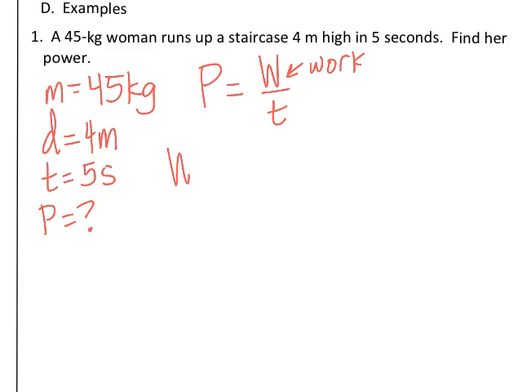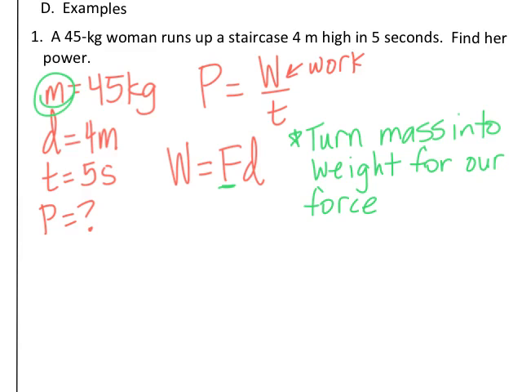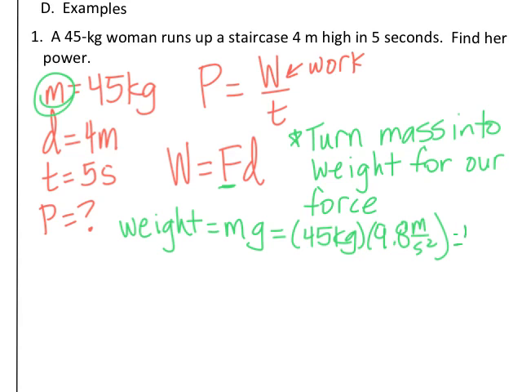And to find the work, typically we do force times displacement. But we're given a mass instead of a force. Do you remember from the other example problem how we got force if we knew a mass? Well, we're lifting an object, so we want to turn that into weight. So I wrote you a little note. We're going to do that. We're going to turn the mass into weight, and that's going to be our force. So to do that, we're simply going to multiply mass times gravity. And this gives us 441 newtons for the woman's weight, which we will be using as our force.